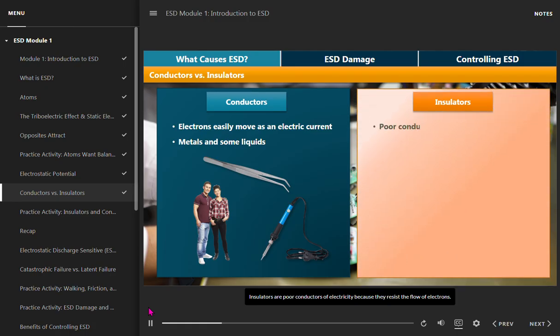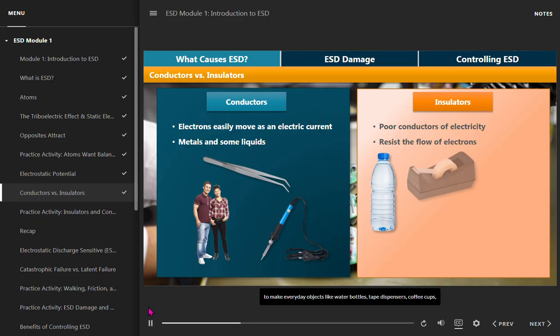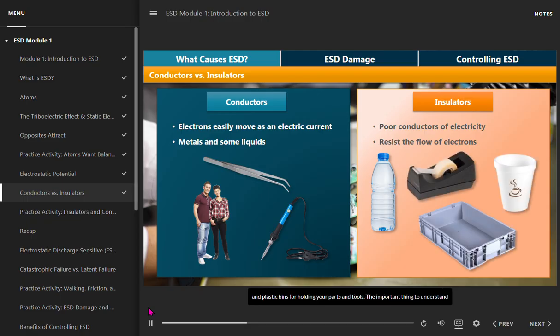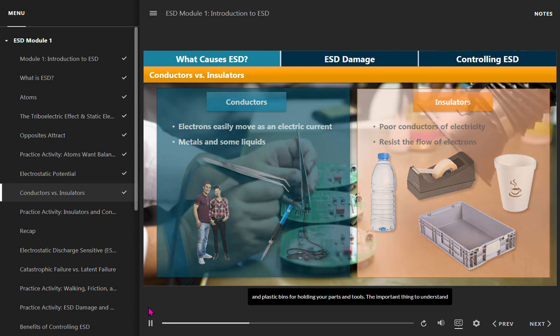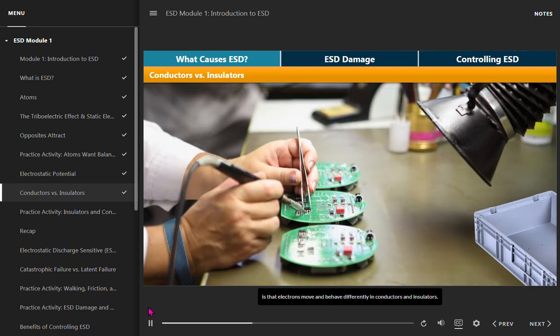Insulators are poor conductors of electricity because they resist the flow of electrons. Common insulator materials include the plastic, styrofoam, and rubber used to make everyday objects, like water bottles, tape dispensers, coffee cups, and plastic bins for holding your parts and tools. The important thing to understand is that electrons move and behave differently in conductors and insulators.